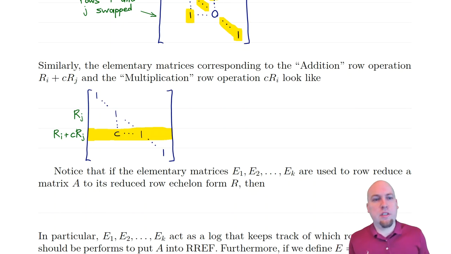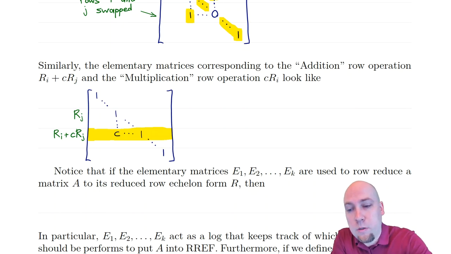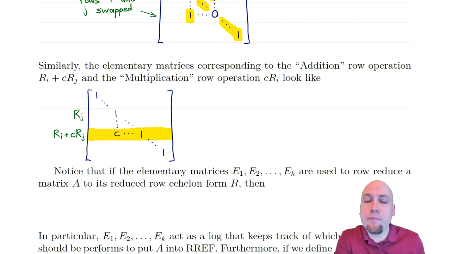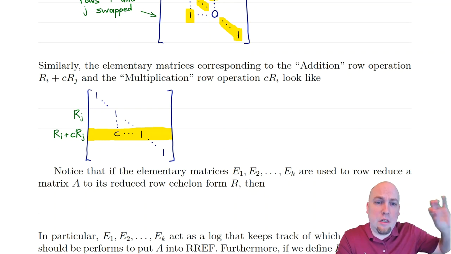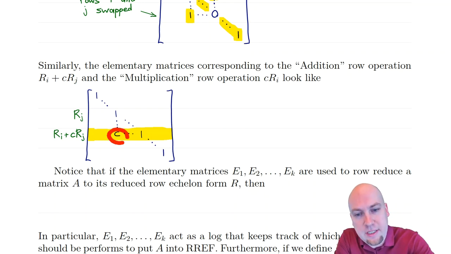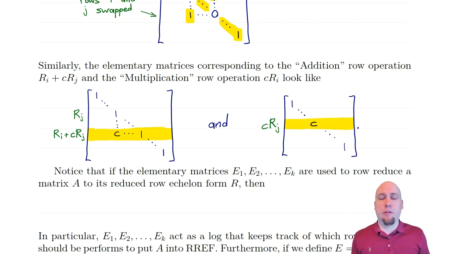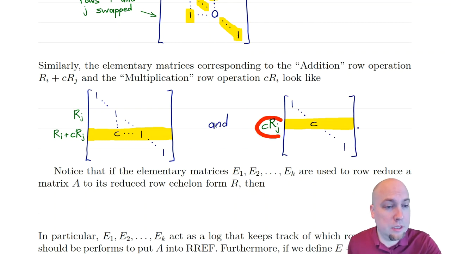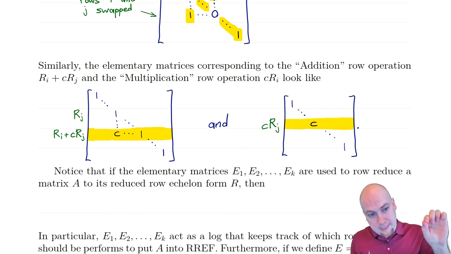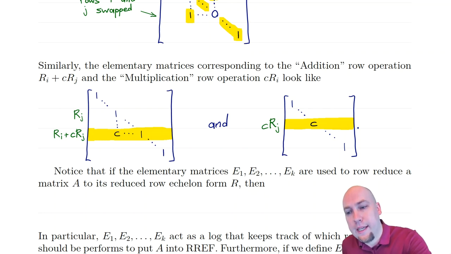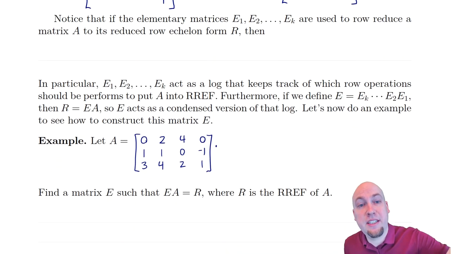And in general, for the row addition operation, the corresponding elementary matrix again looks like an identity matrix, so it's got ones down the diagonal, except it's going to have a single non-zero entry somewhere else, and that non-zero entry is going to be C. It's whatever the scalar is that's getting multiplied by one of the rows. And then the last type of elementary row operation, the scalar multiplication row operation, where you multiply a single row by a scalar, just looks like an identity matrix, except one of the diagonal entries is not a 1, it's a C. It's whatever that scalar is. All right, so that's what elementary matrices look like.